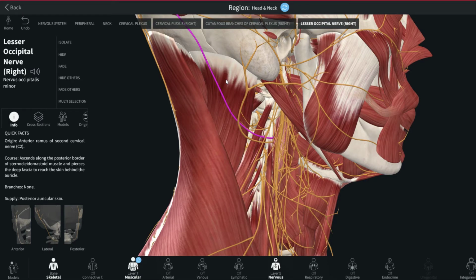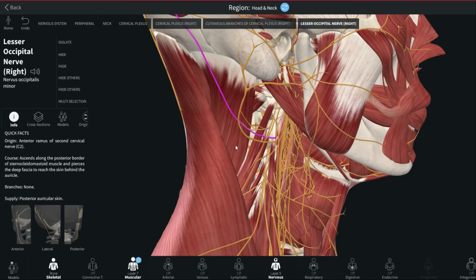So this is coming from the posterior triangle, right? So this is a constituent of the posterior triangle. We can all vouch for that one. And it is also a constituent of the occipital triangle. We can also vouch for that one, right?